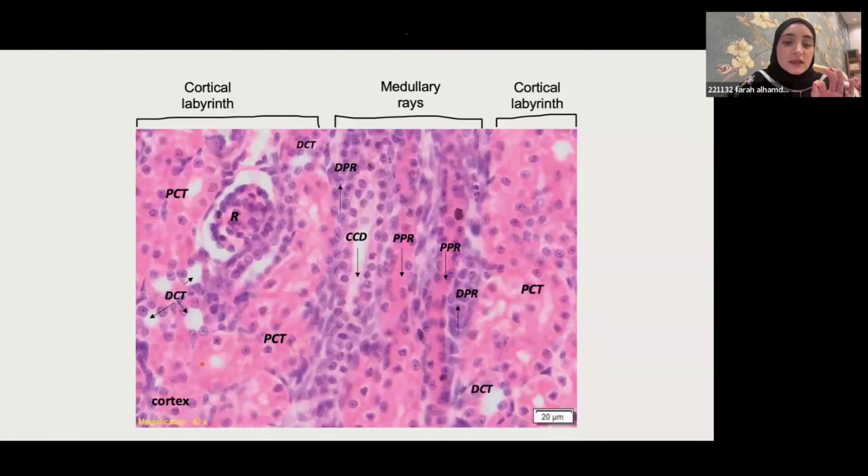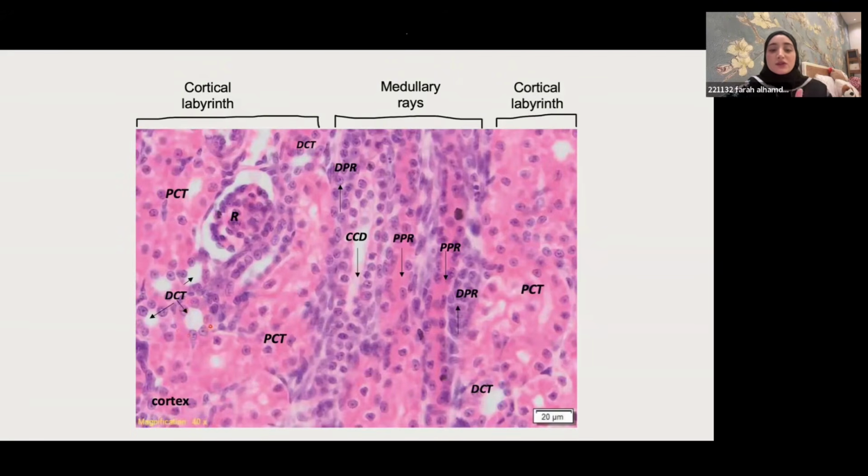Okay, so anytime you see a pink and fuzzy circle, because they're cut in cross-section, I mean, anytime you see fuzziness, here also, these are proximal convoluted tubules, okay? Then distal convoluted tubules, they're less fuzzy, first of all, no microvilli.